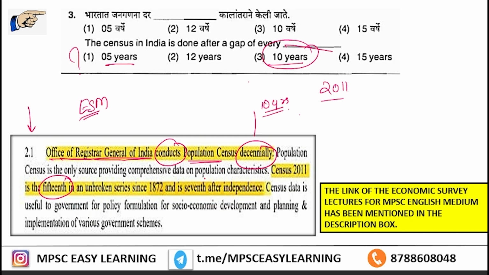And when was the first census held? In 1872. So 2011 was the 15th census, but after independence it was the 7th one. Do keep this in mind. Also here I would like to discuss one thing with you all. In the 2021 prelims there was one question: What is the rank of Maharashtra in livestock census?